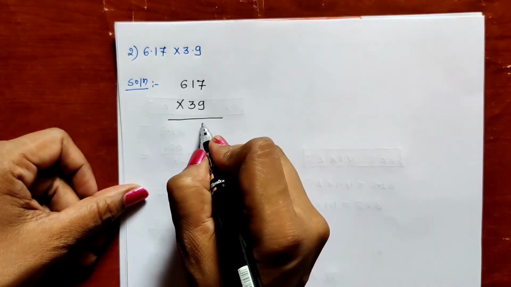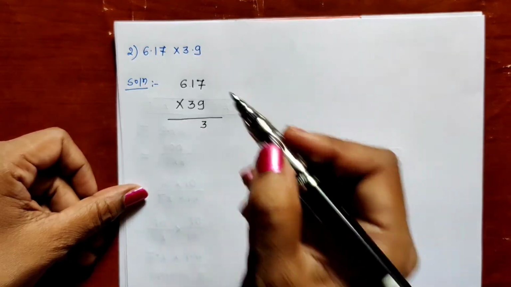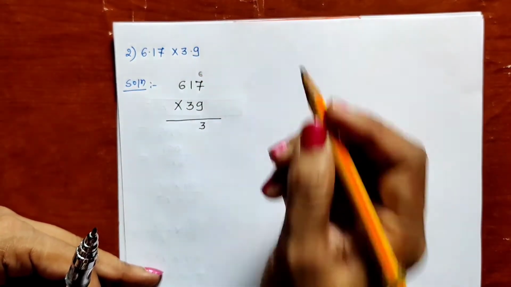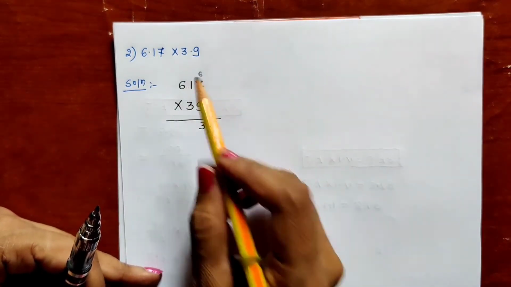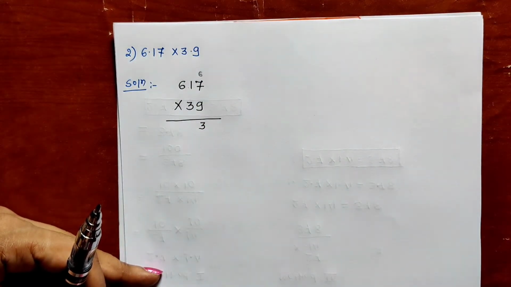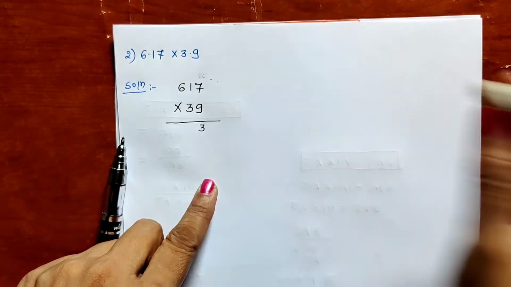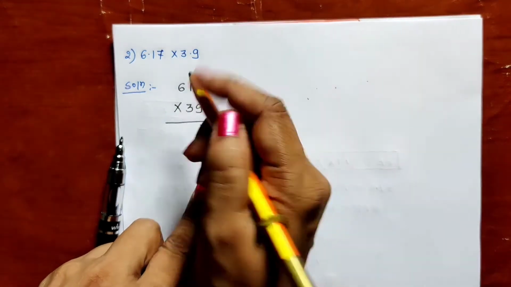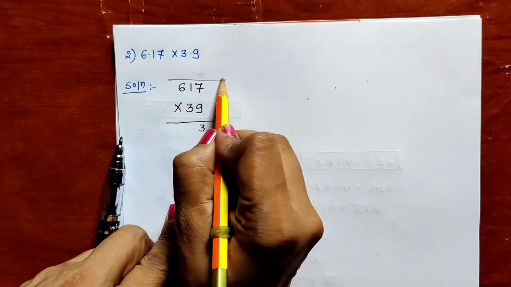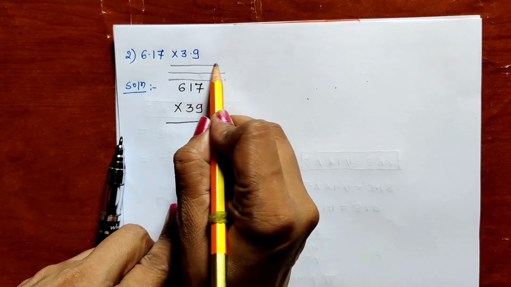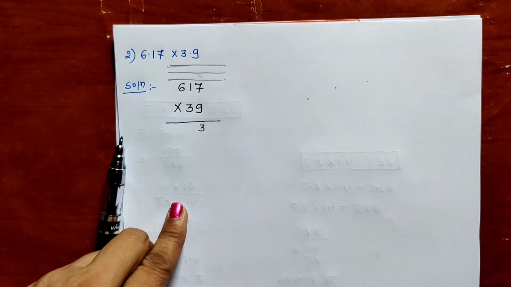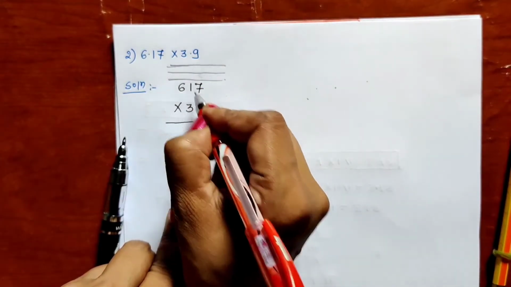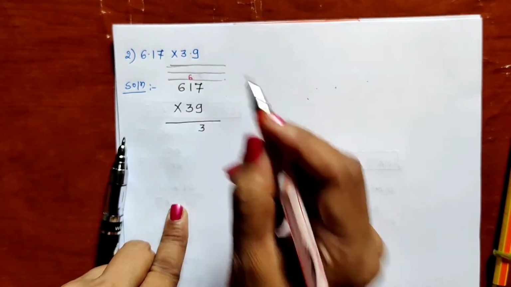9 sevens are 63. 3 written, 6 carrying. Okay, this 6 carrying I write with pencil. 6 carrying here. Or for carrying, if you want, you can make 2 rows here, 1 row and then a second row. In this way you can make the 2 rows here for the carrying numbers. Okay. So 9 sevens are 63. 3 written, 6 carrying I have written here.